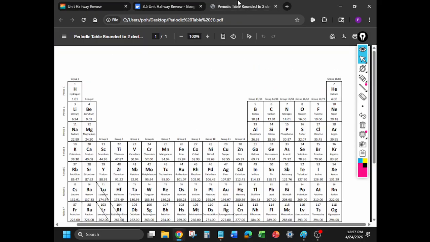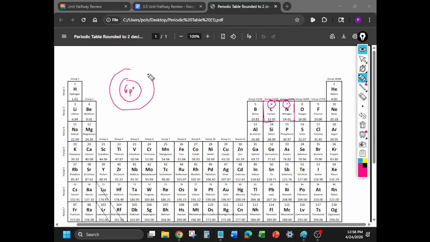Alright, so for 24, we are comparing carbon and nitrogen. Okay, so before we pick our answer, we got to look at the shells, right? They both have 2 shells, so we can't use the shells. So the difference is going to be the protons, okay? Carbon has 6 protons, so if we drew a picture of carbon, it would have 6 protons in the middle, 2 shells, and then nitrogen would have 7 protons, 2 shells.